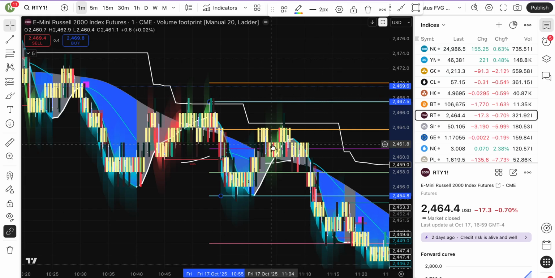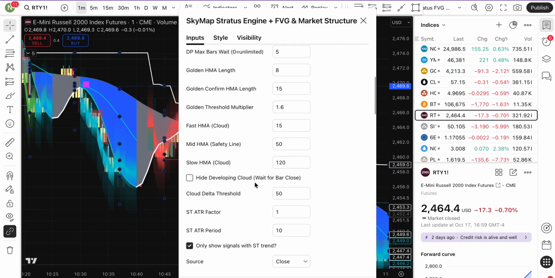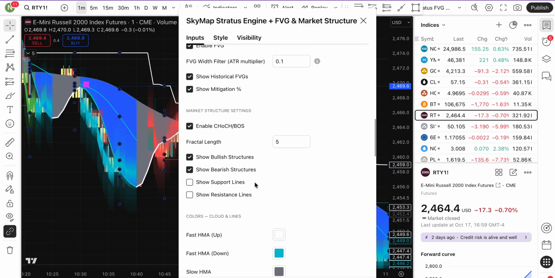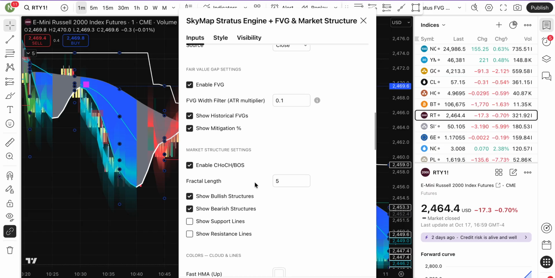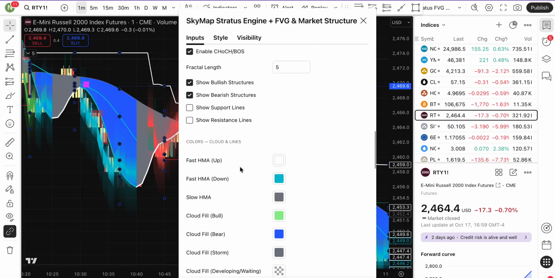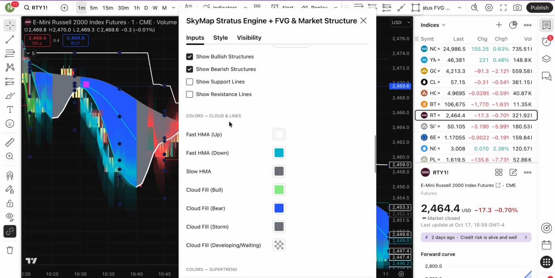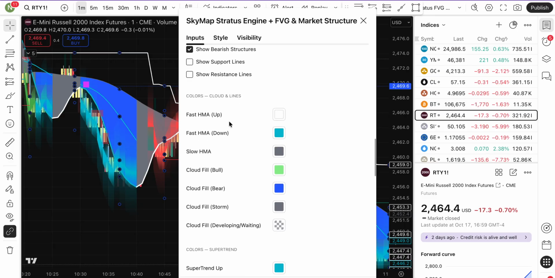And those things are kind of easy for us to spot because we track change of character and break of structure. Okay. I personally don't show the support and resistance lines. Feel free to turn that on. I left them in for support and resistance traders. If you like that, it's for you.